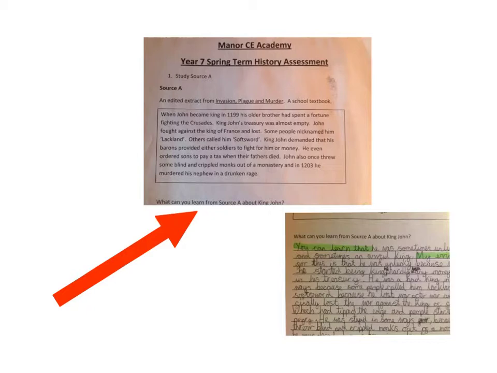The student starts with, you can learn that he was sometimes unlucky. This shows that the student has read the source and is using what they've learnt from the source, not just saying their own opinions. If you haven't done that, that could be your target.